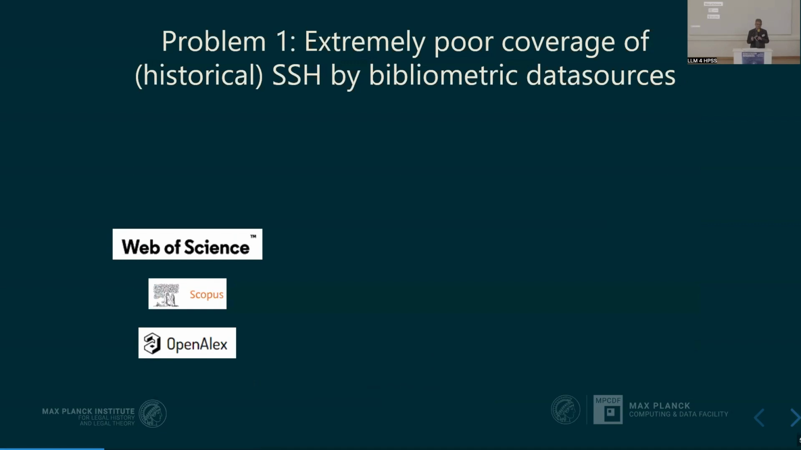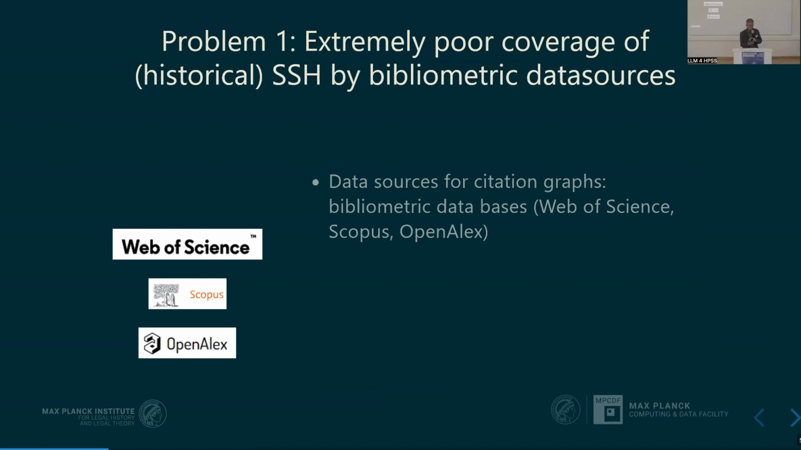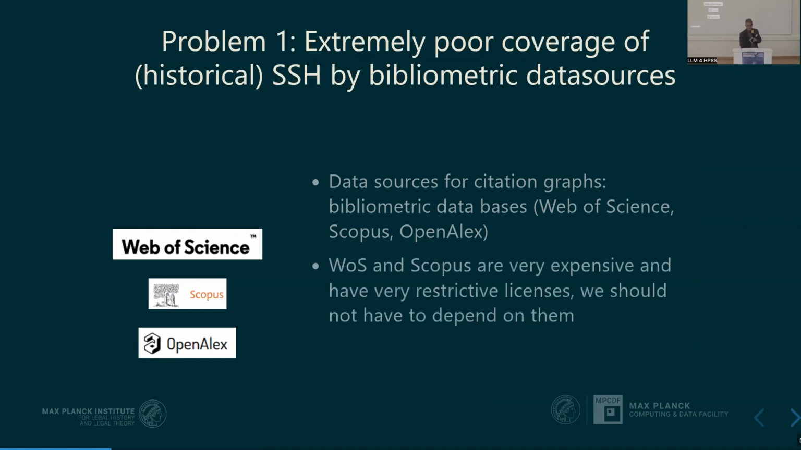The first problem is that, and we already talked about bibliometric databases, for the domain that we're studying, these databases are crap. Basically, that's it. You cannot use them. They don't have the data that we need. The three have already been mentioned. And on top, I need to emphasize this, Web of Science and Scopus are extremely expensive and have very restrictive licenses. We should move away from these databases. They are not open. They don't have the data we need.